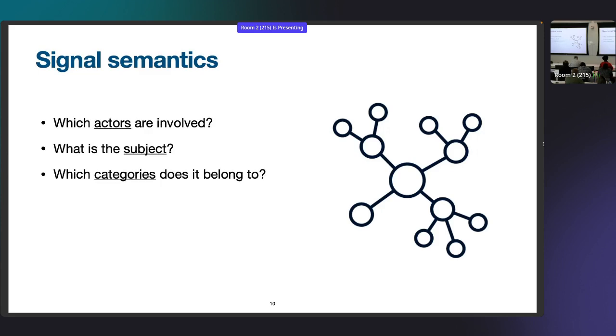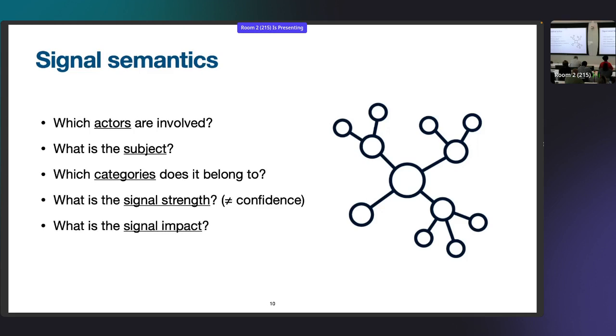Which categories does it belong to? And what is the signal strength? The signal strength is different from the confidence, because it says how impactful the signal is, whereas the confidence only says that a given signal has a probability of belonging to a certain type.